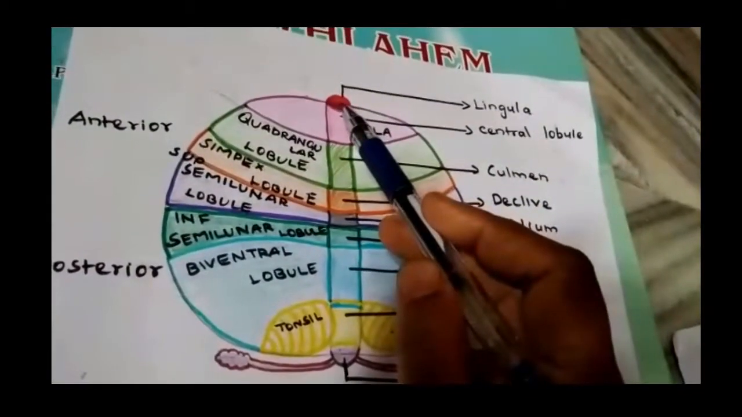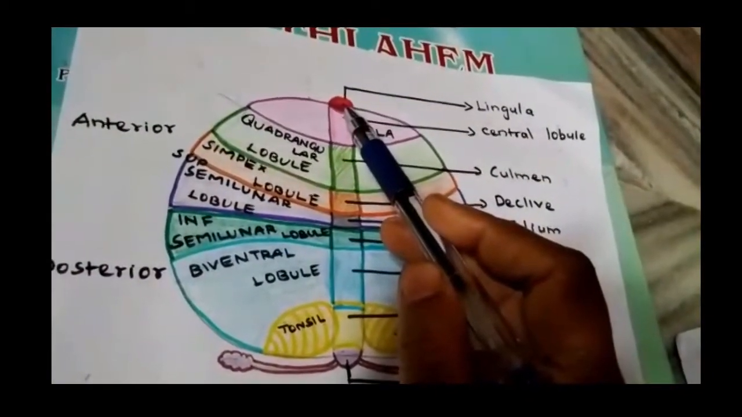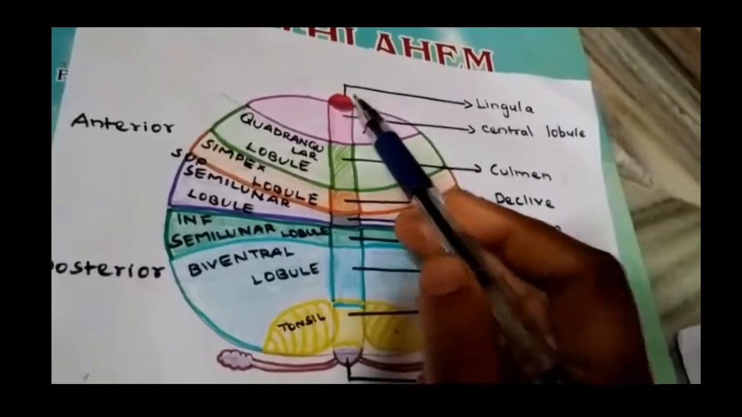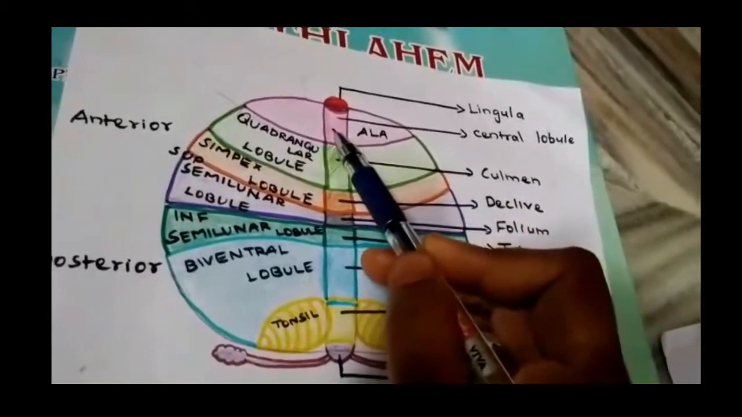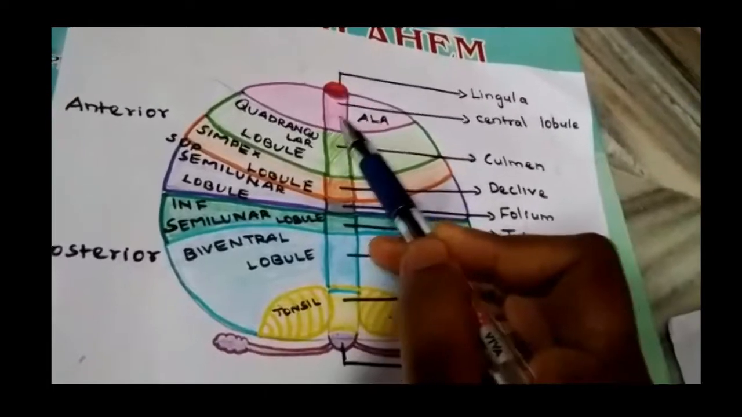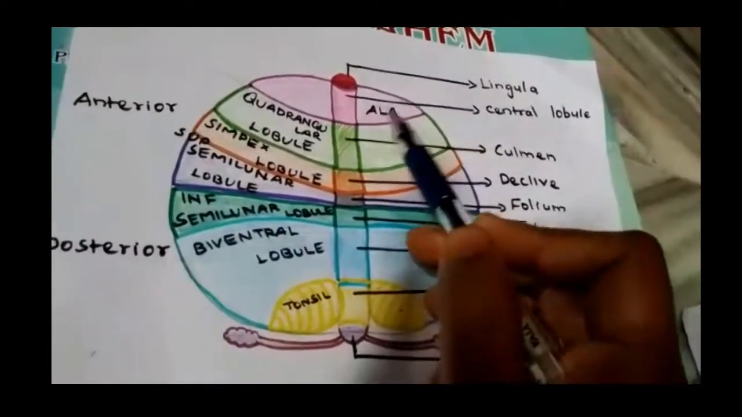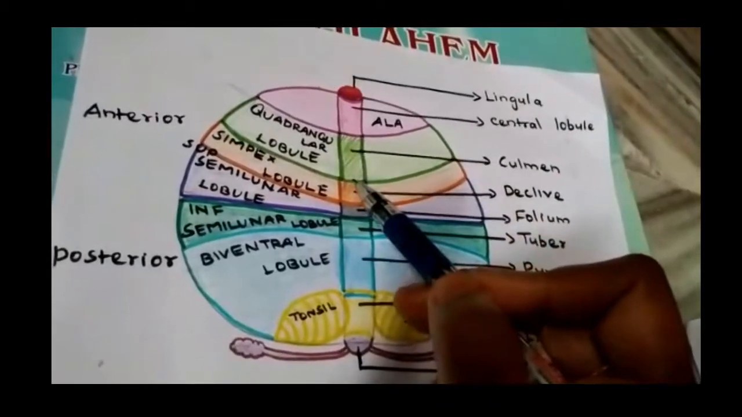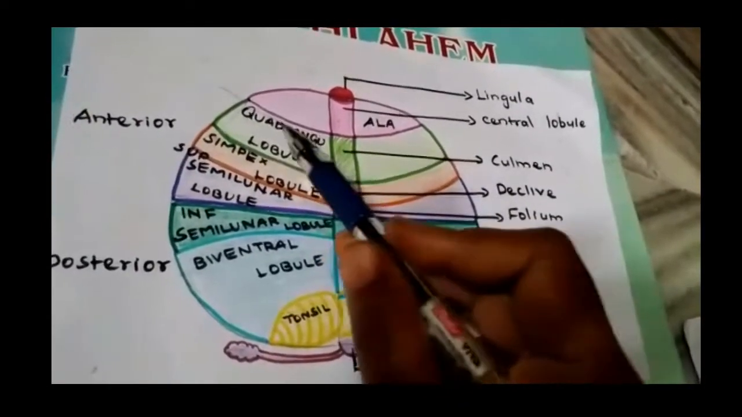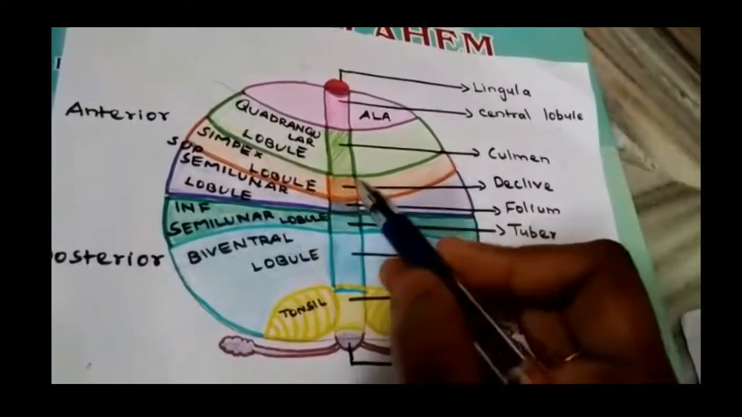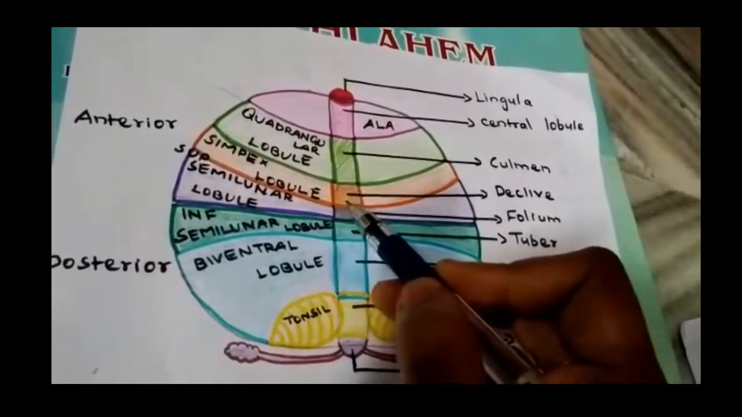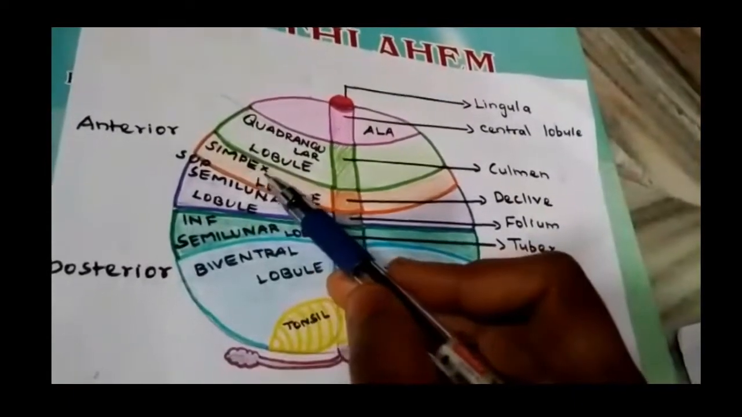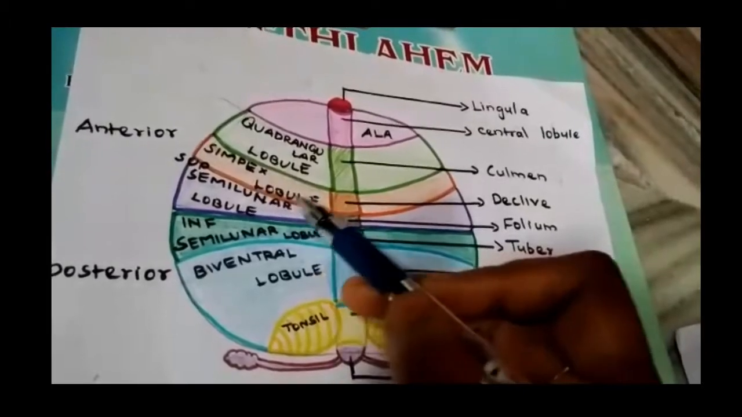Here is the lingula, and the lingula doesn't have any lateral extension. Next is the central lobule. Its lateral extension is known as the ala. Next part is the culmen. Its lateral extension is known as the quadrangular lobule. Next is the declive. Its lateral extension is known as the simplex lobule.